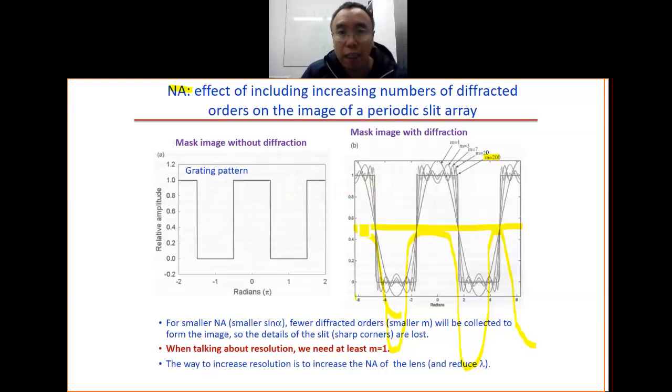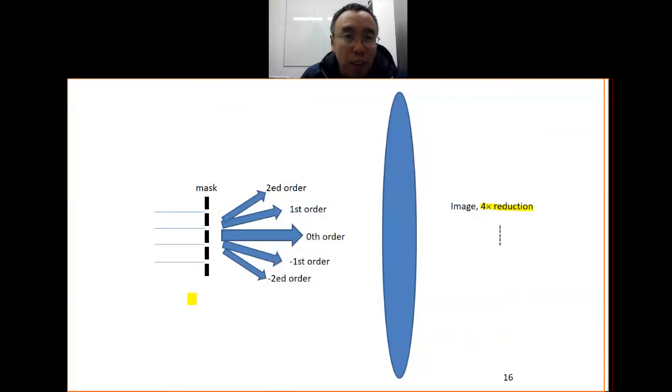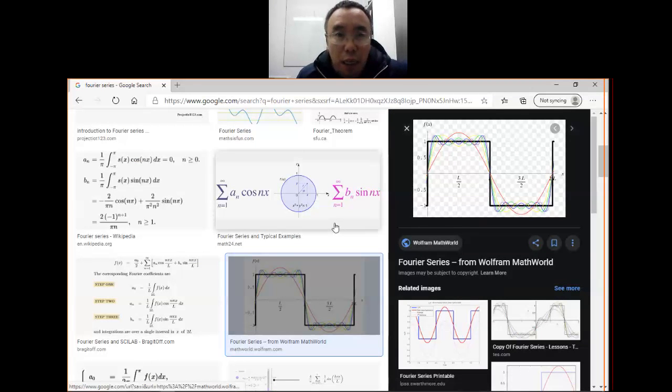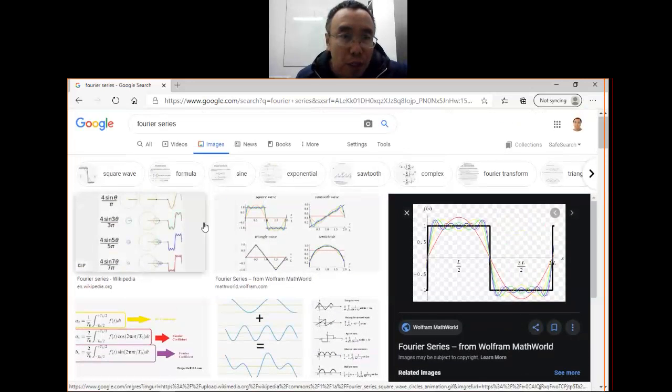So actually, the function of the lens is to do a kind of Fourier series. Any object, if this is the square wave, can be decomposed into a Fourier series. If you remember what you have learned in math, you can look at this one.